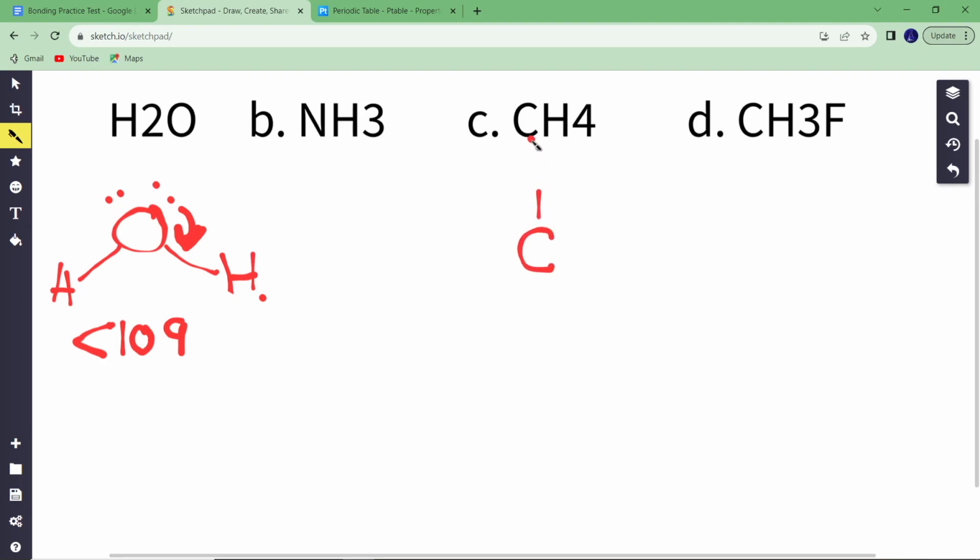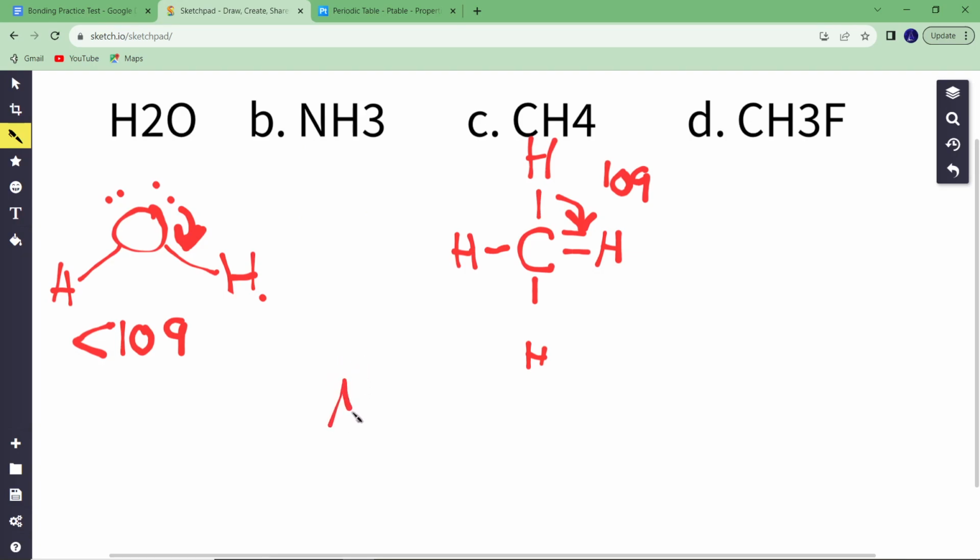So C, this is an example where we have our 4 hydrogens. Okay, we draw this one out. We see we have our 4 hydrogens. This one has no lone pairs. And remember, when we have 4 things with no lone pairs, this bond angle is going to be 109. So this bond angle is 109 for C. H2O has much less than 109. Next, we're going to do B so that we can take a look.